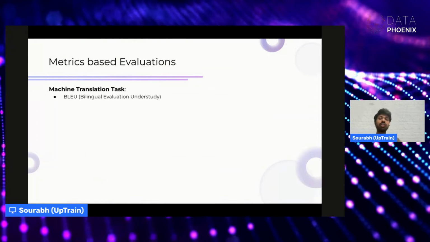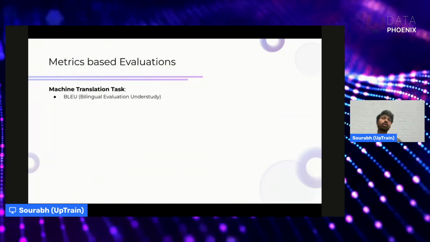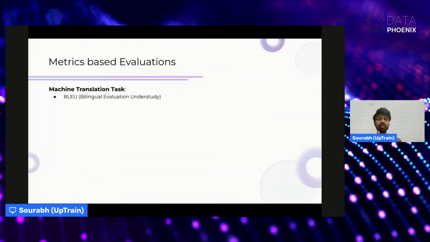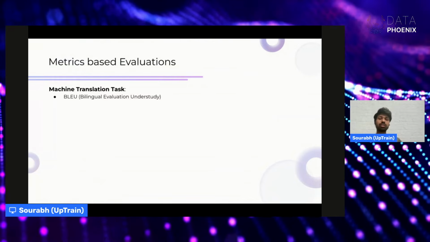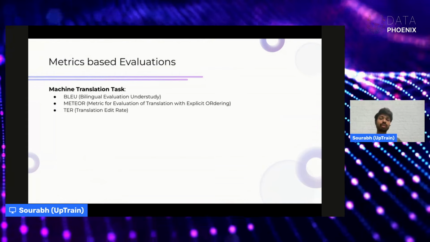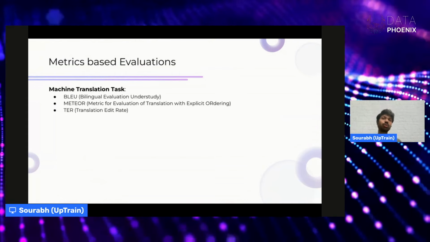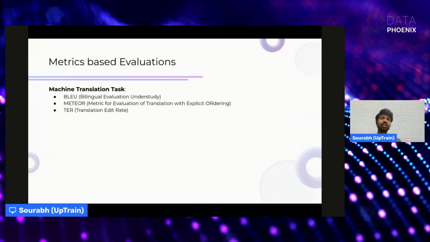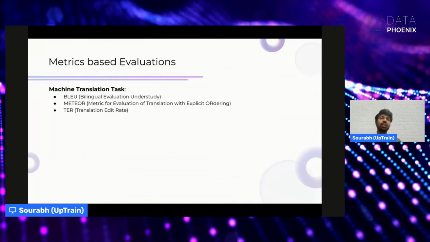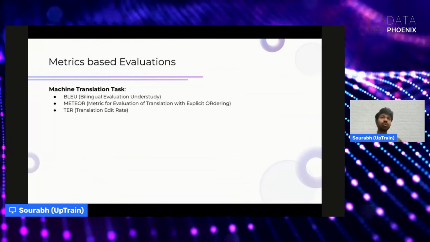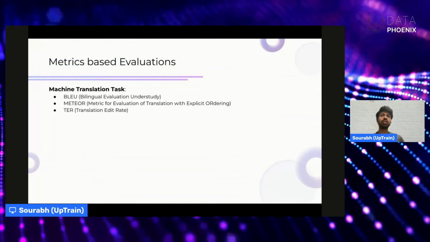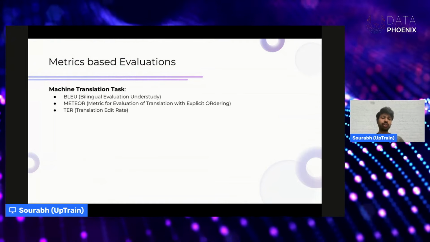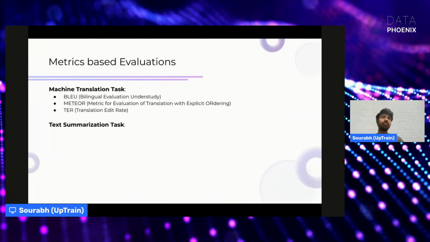So, if your LLM is concerned with a machine translation task, translating from language A to B, like maybe from English to Spanish, you can use metrics such as BLEU, METEOR, or TER, translation edit rate, to quantify the performance of your model. These metrics essentially compare how much change you need to make to convert the given output into the actual ground truth output, which is already annotated.